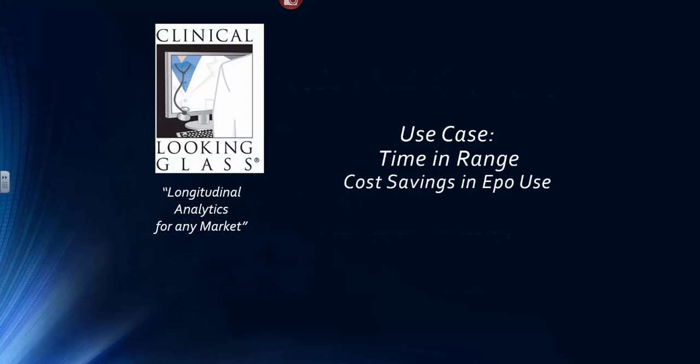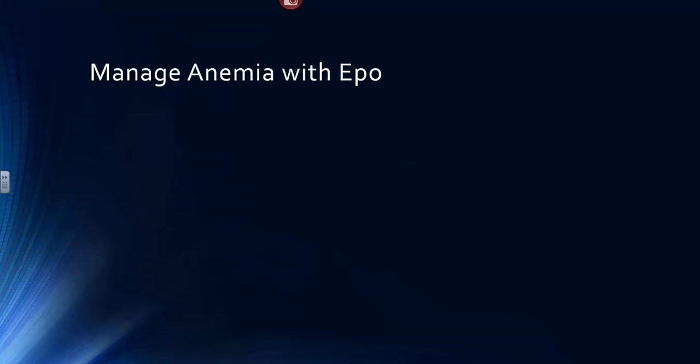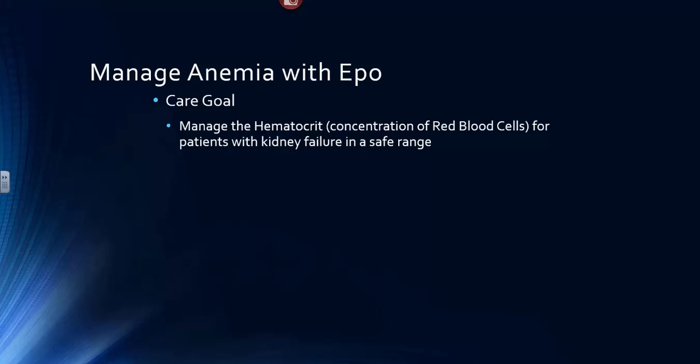We're going to give an example with erythropoietin and hematocrit. Erythropoietin is a drug that stimulates the production of red cells. When you have a patient who's anemic, let's say from kidney failure, you have a goal to bring the hematocrit, the concentration of red blood cells, up into a safe range to reduce the patient's symptoms.